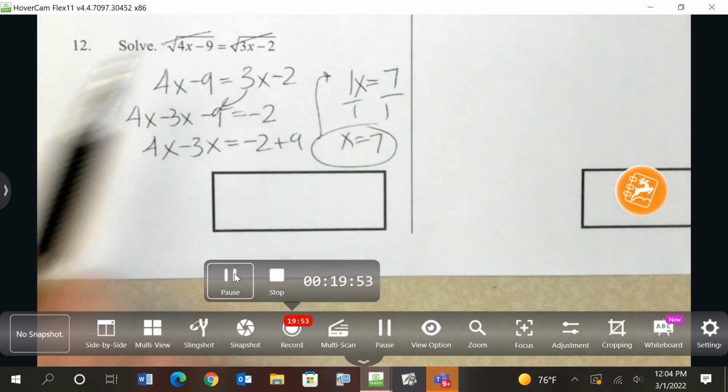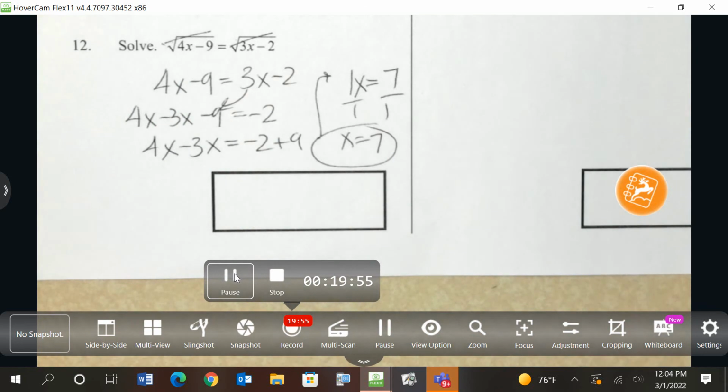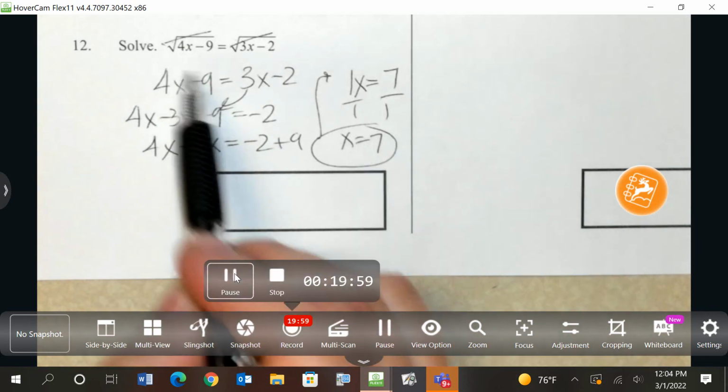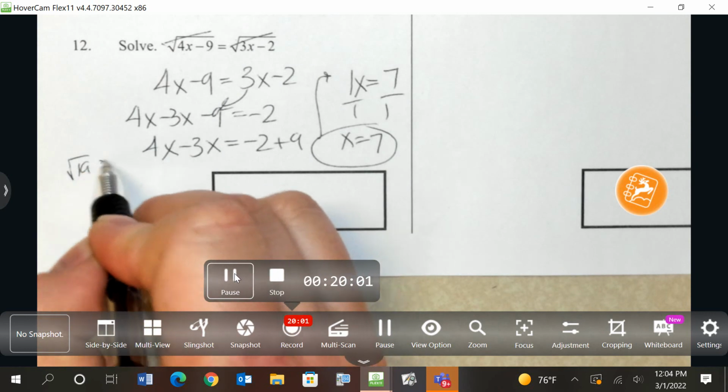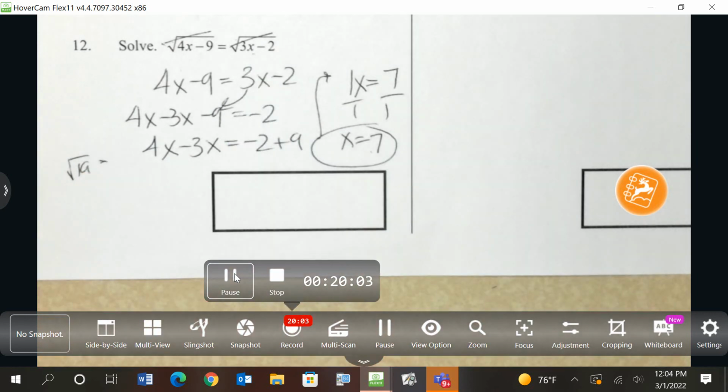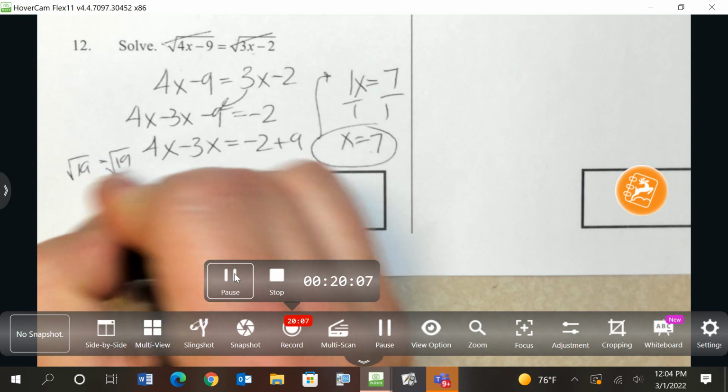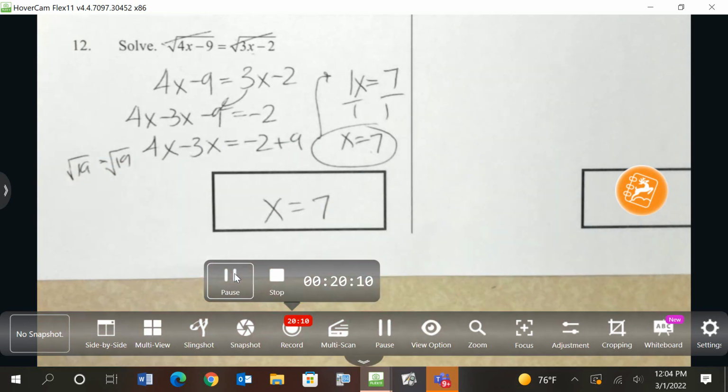So I'm going to take 28 here. 28 minus 9. I get an answer of 19. So this is the square root of 19 when I plug this in. Square root of 19. Then I plug in 7 here. I have 3 times 7. Subtract 2 is 19 again. I just proved the two sides are equal.